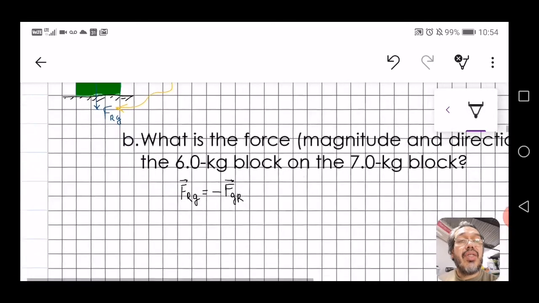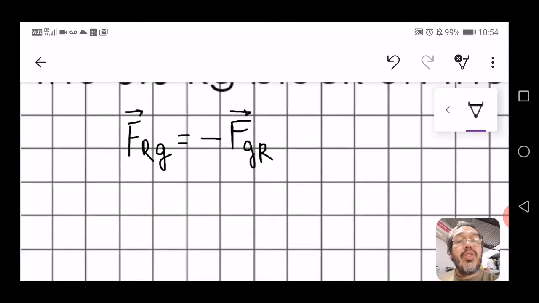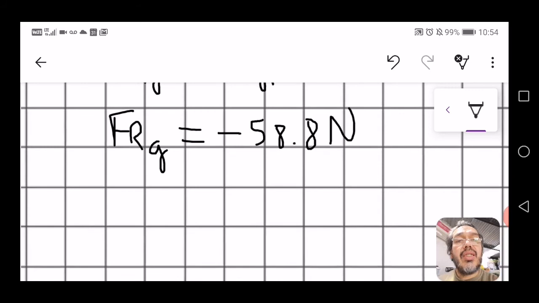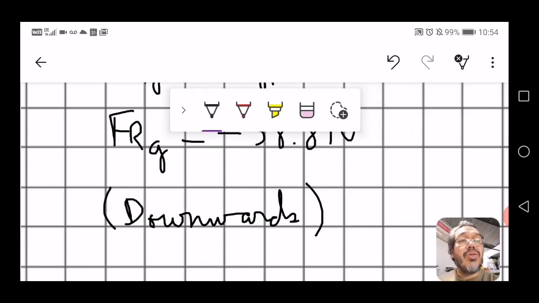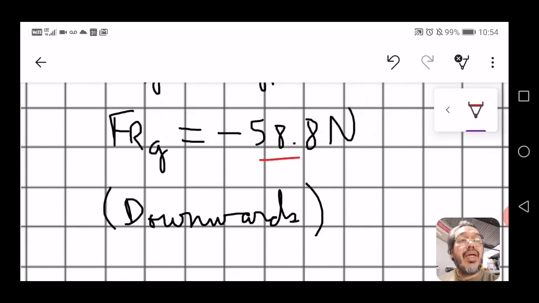Green on red is 58.8, which means that your force exerted by the red block on the green block is equal to negative 58.8 newtons. And this negative basically means that the force is pointing downwards. So that is a direct application of Newton's third law for you.